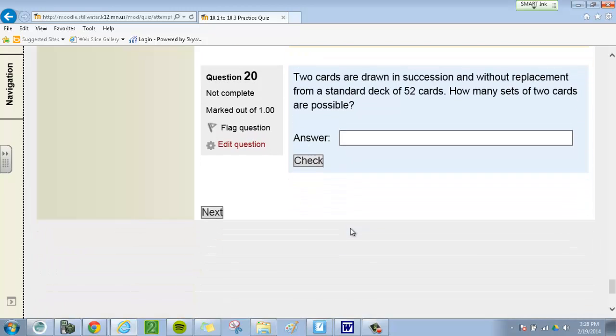Okay, 2 cards are drawn in succession without replacement. So you draw a card, you look at it, you keep it in your hand, you draw another card, from a standard deck of 52 cards. How many sets of 2 cards are possible? Well, since there's 52 cards and you're drawing 2, you have 52 for the first option and 51 for the next option. You multiply those 2 things and you get your answer.